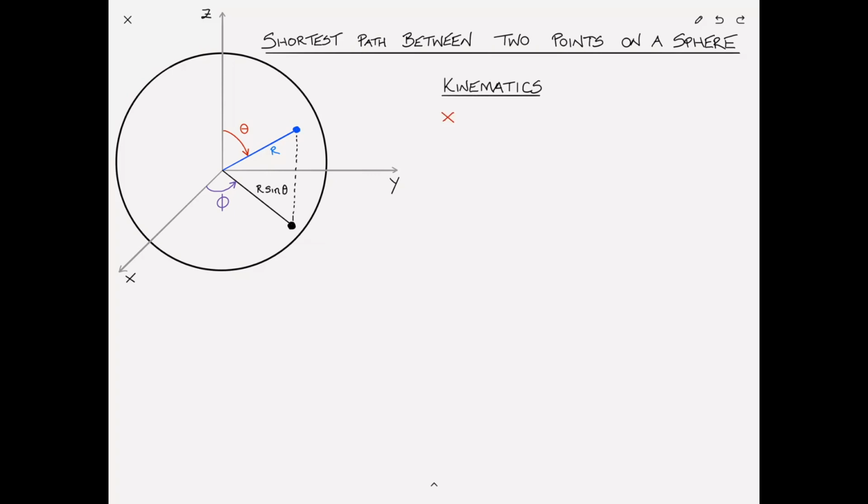The first will be an expression for x. And x is equal to the projection of this line, the black line, along the x-axis. So that would just be r sine theta. And since we want to project it this way, it's cosine of phi. Similarly, the projection of this line r sine theta along the y-axis is the same as this line here, and that is equal to r sine theta times sine of phi. And then z is just the projection of the blue line in this direction. So that will just be r cosine theta.